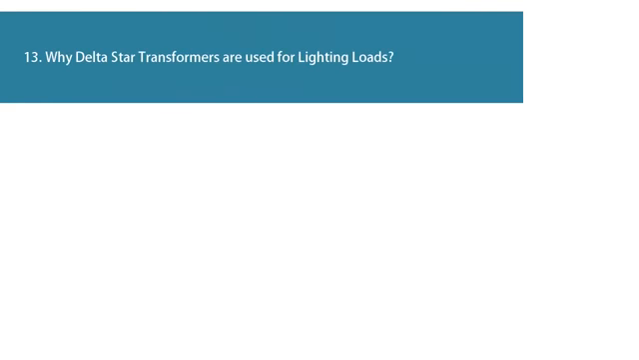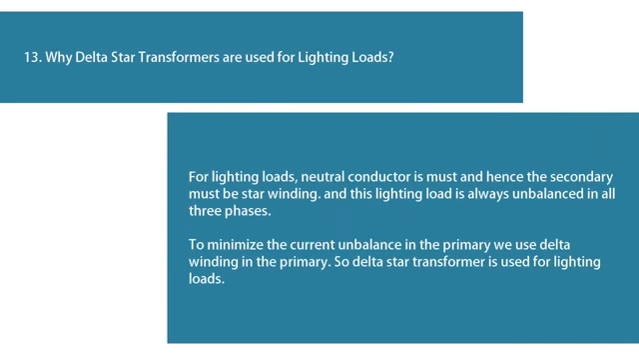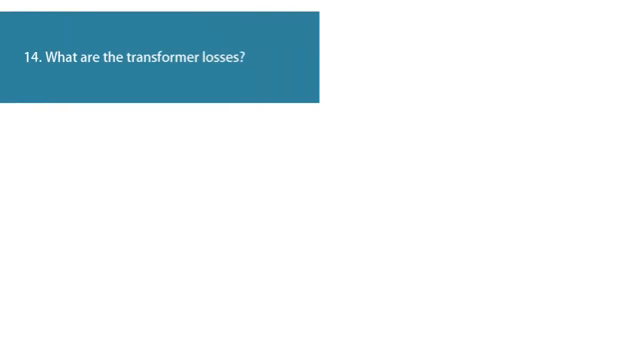13. Why are delta-star transformers used for lighting loads? For lighting loads, a neutral conductor is a must, and hence the secondary must be star winding. This lighting load is always unbalanced across the three phases. To minimize the current unbalance in the primary, we use delta winding in the primary. So a delta-star transformer is used for lighting loads.